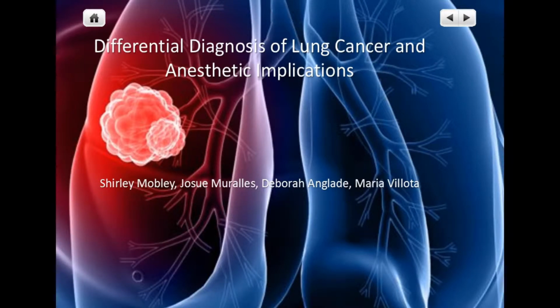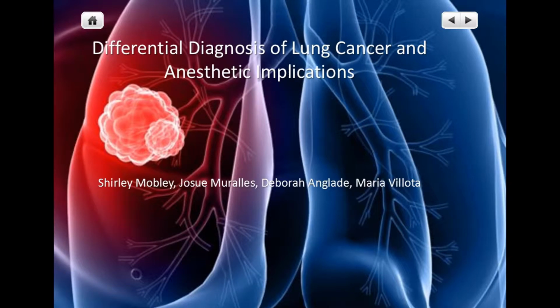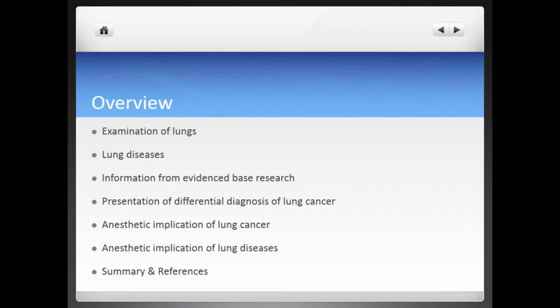Differential diagnosis of lung cancer and anesthetic implications. It is presented by Shirley Mobley, Josue Morales, Deborah Angled, and Maria Villota. And this is our overview.